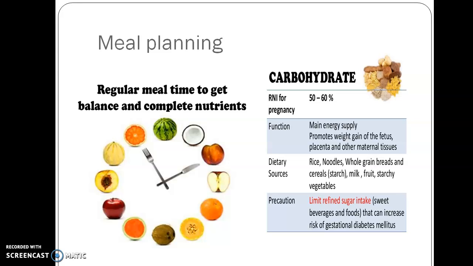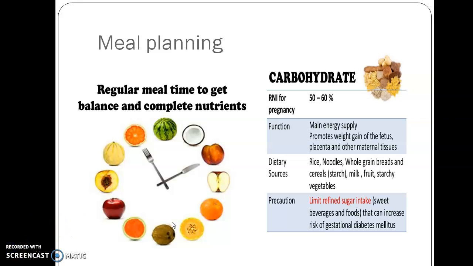Then regarding meal planning, we should have a regular meal plan. Regular meal time to get balanced and complete nutrition is essential during pregnancy. The carbohydrates. The function of carbohydrate is to supply energy to promote weight gain of the fetus, placenta and other maternal tissues. It includes rice, noodles, whole grain breads, cereals, milk, fruits, starchy vegetables, etc. But there is a precaution that you should limit the refined sugar intake like sweet beverages and fruits.